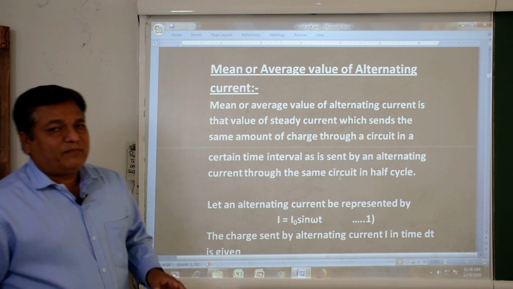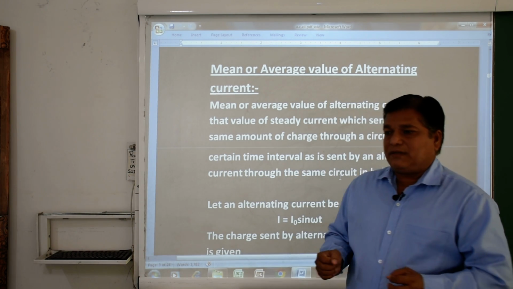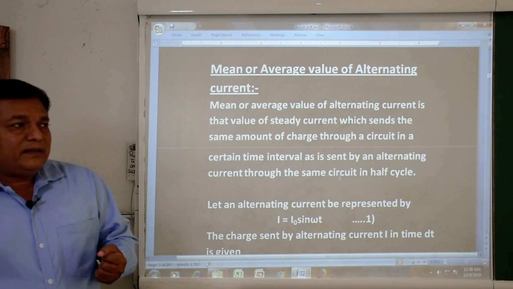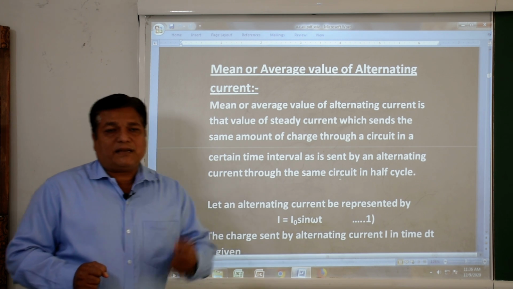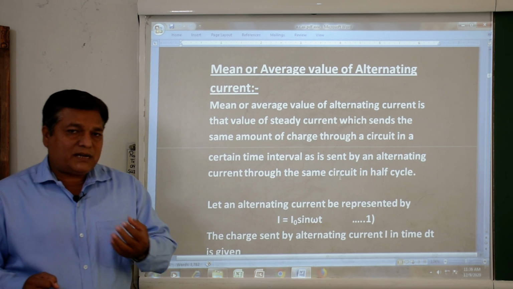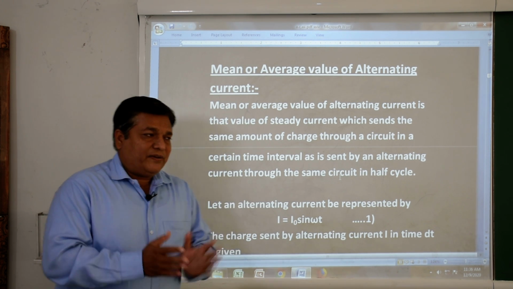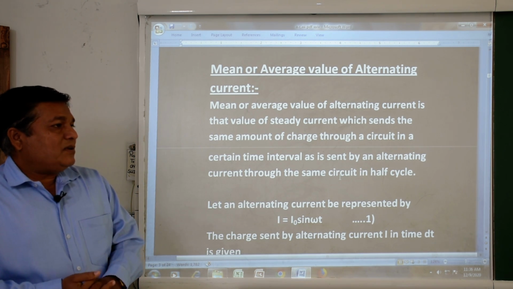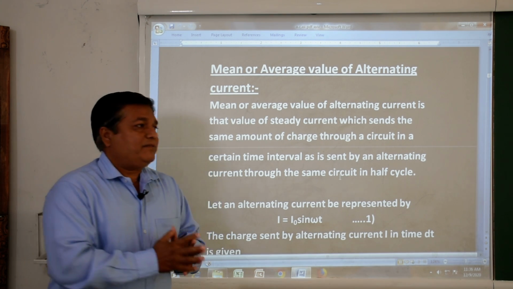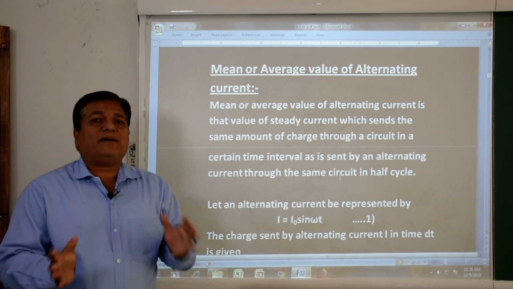Now, how do we measure alternating current? We cannot measure it directly because its value changes continuously with time. After a fixed interval of time, it reaches 0, then becomes maximum in one direction, then again becomes 0, then becomes maximum in the opposite direction, then becomes 0 again. So it is very difficult to measure AC current. In order to measure it, we compare it with direct current, DC, and we use certain methods to measure it.